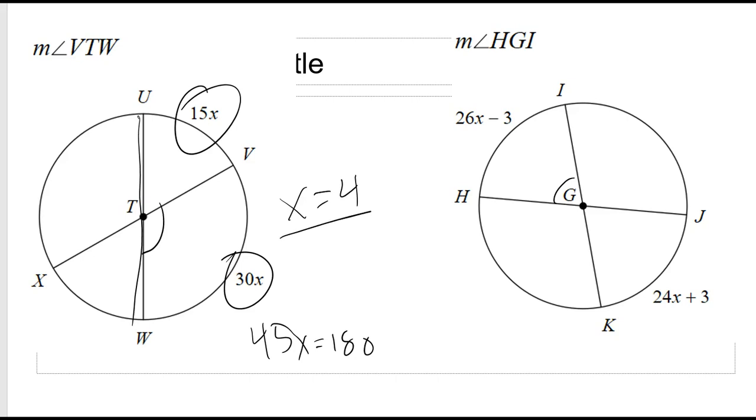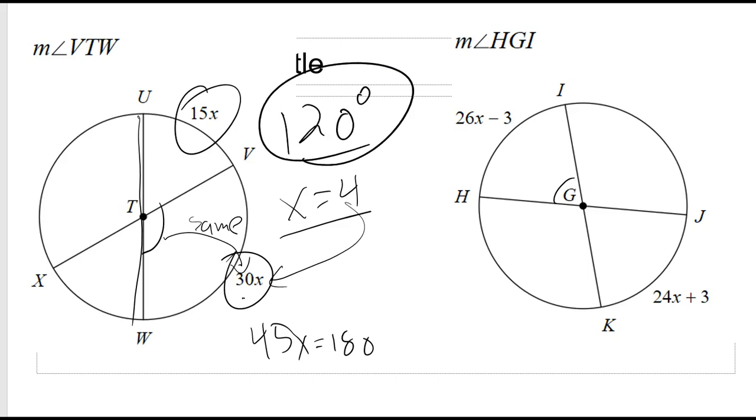The problem says find this angle measurement. If I remember from central angles, I know that this and this are the same. So if this is something, that is that. So all I have to do is take 4 and type it in. 30 times 4 is 120. There you go. So that's my answer to the left one. Now the one on the right.